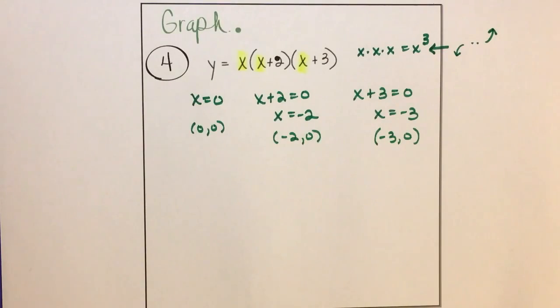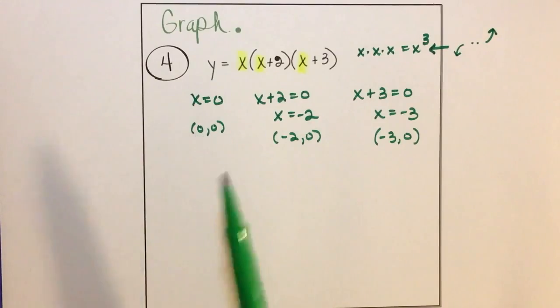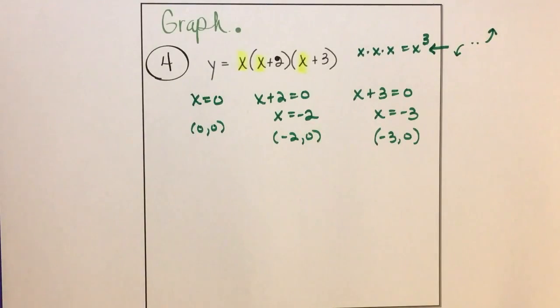You could locate the y-intercept if you wanted to, but in this case, of course, it goes through the origin, so that's also going to have to be your y-intercept. Sometimes it'll be the same and sometimes not.